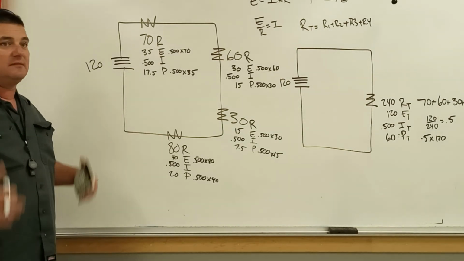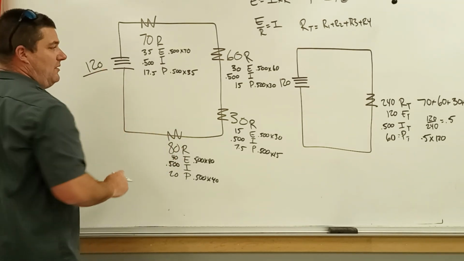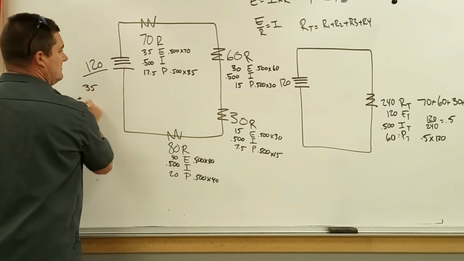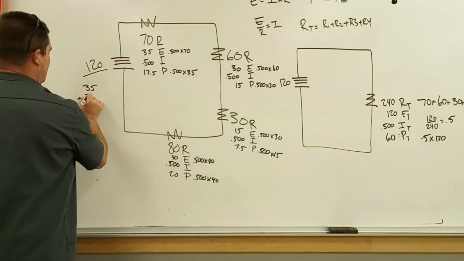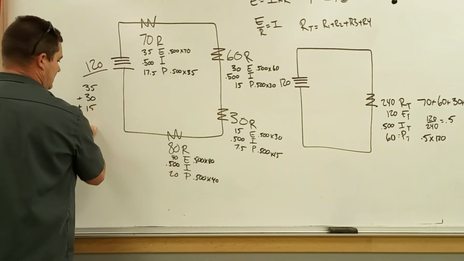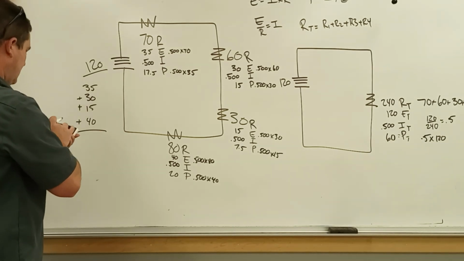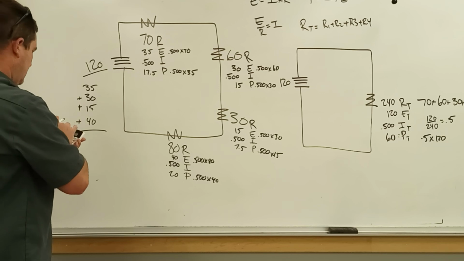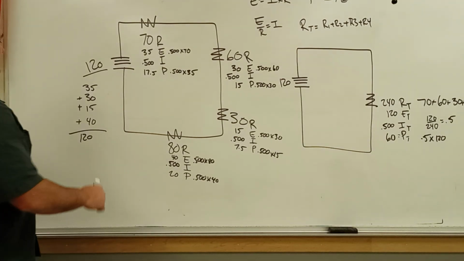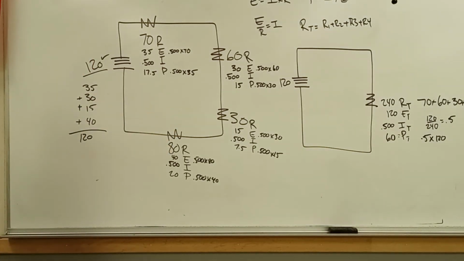At this point, it's time to check our work, apply Kirchhoff voltage law, and we know we should end up back at 120. So we take 35 plus 30 plus 15 plus 40 and we end up with 120 perfectly. So those we know match, so we know we got that part correct.